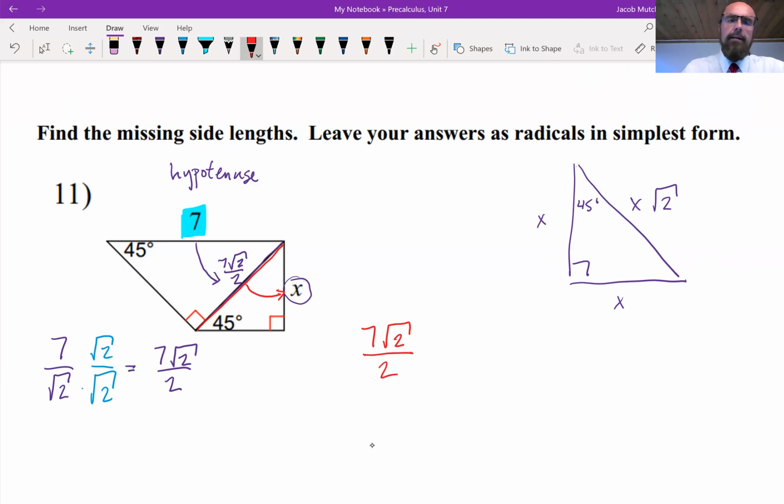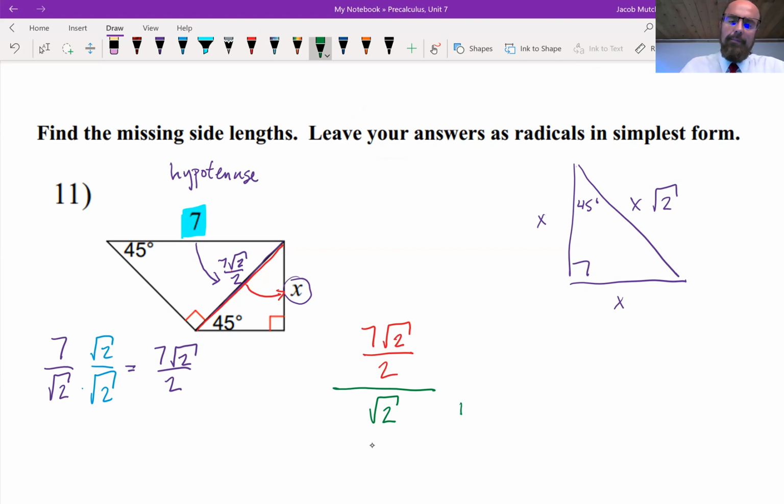So we'll write that and divide it by the square root of 2. Now that's a complex fraction. And recall with something like this, what I could do is simply cancel this square root of 2.